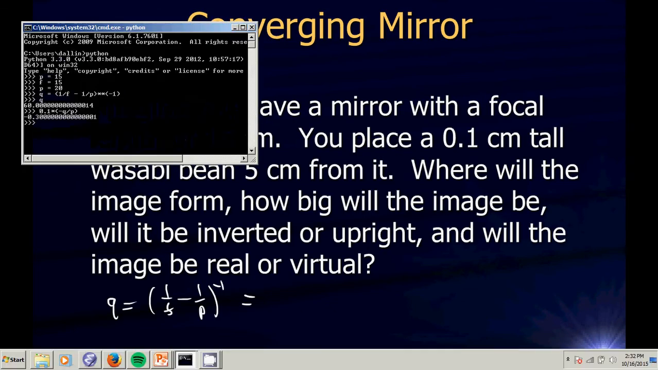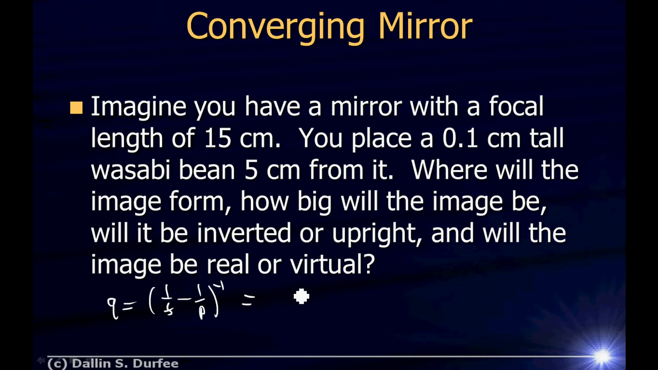So let's go to Python. Let's set P to 5 centimeters. The focal length is still 15 centimeters. So Q is going to be 1 over F minus 1 over P raised to the negative 1 power. And now Q is minus 7.5.